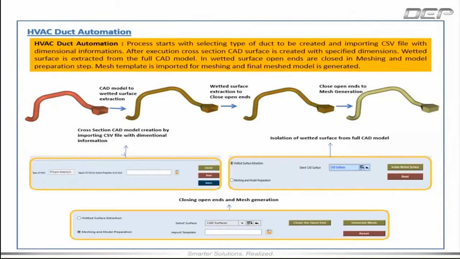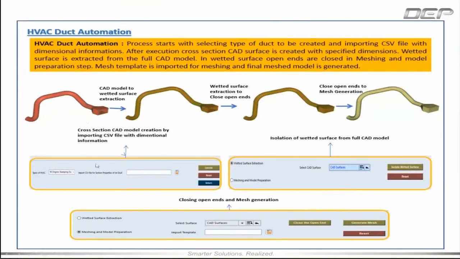What you are seeing in the display is an HVAC duct automation. HVAC is a common topic, applicable for construction HVAC, or automotive HVAC or aerospace HVAC. So any HVAC system it can be applicable for. Our process is very simple, but the manual process is too long.